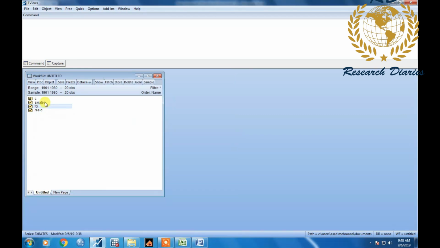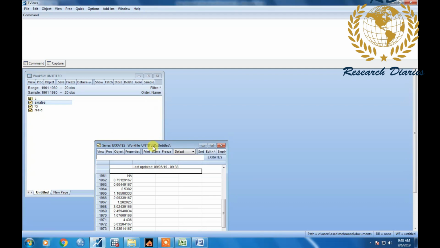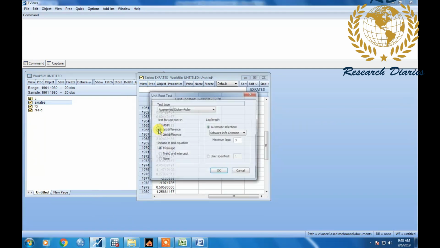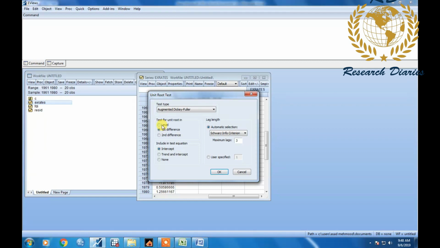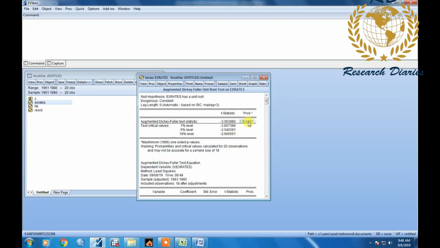Now I'll show you the second variable, that is exchange rate. We'll do the same thing, but we'll first check at level, that is by the way the default, and click OK. And here you see that it is less than 5%. It means our data for exchange rate is stationary at level because the probability value is less than 5% or 0.05.